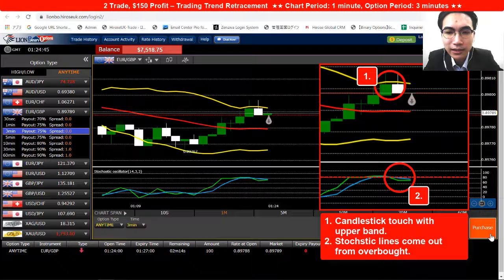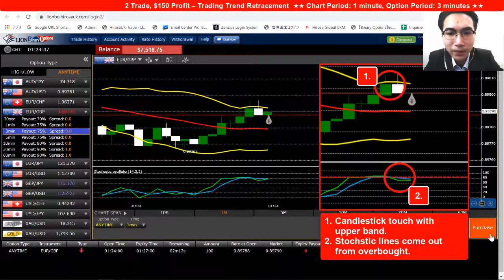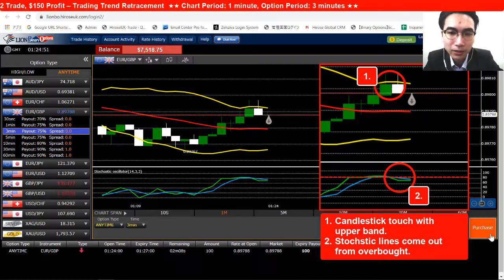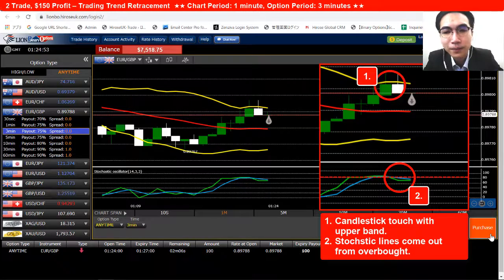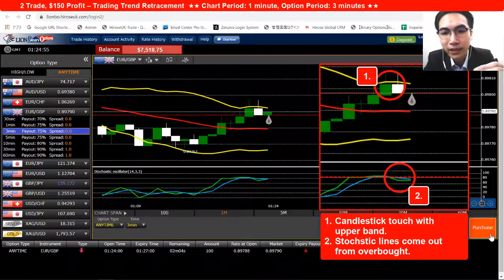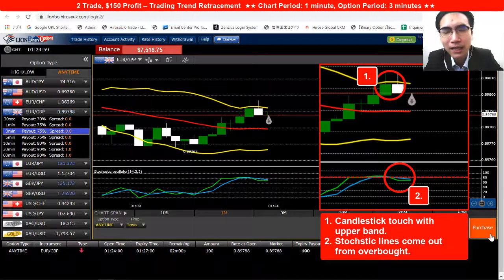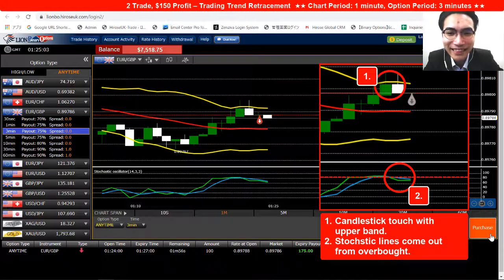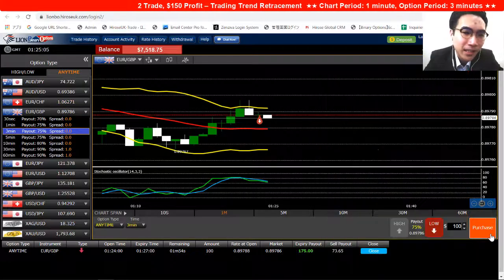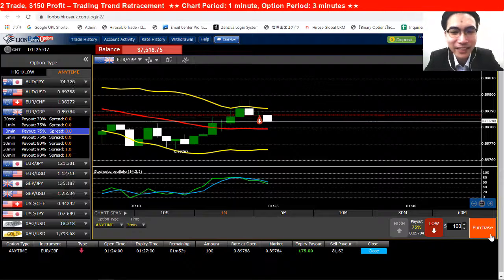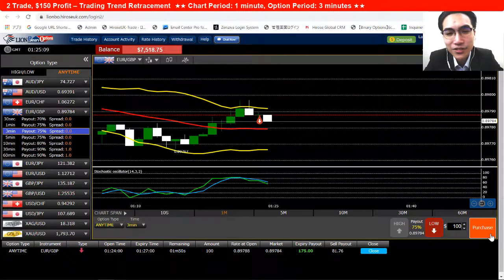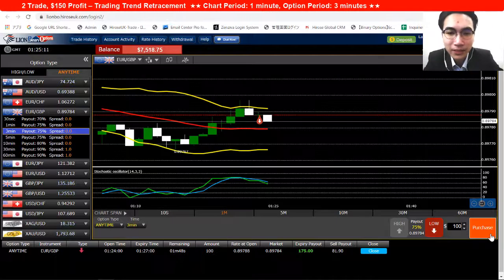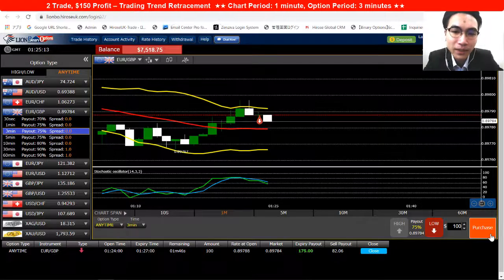All I'm looking at is just the bouncing back. Both indicators look for the retracement or reversal of the current price. They tell me when the price is going to bounce back up or bounce back down, and at those moments I just open a position. As I mentioned at the beginning, here I'm actually trading with a 3 minutes option by using the 1 minute chart period.